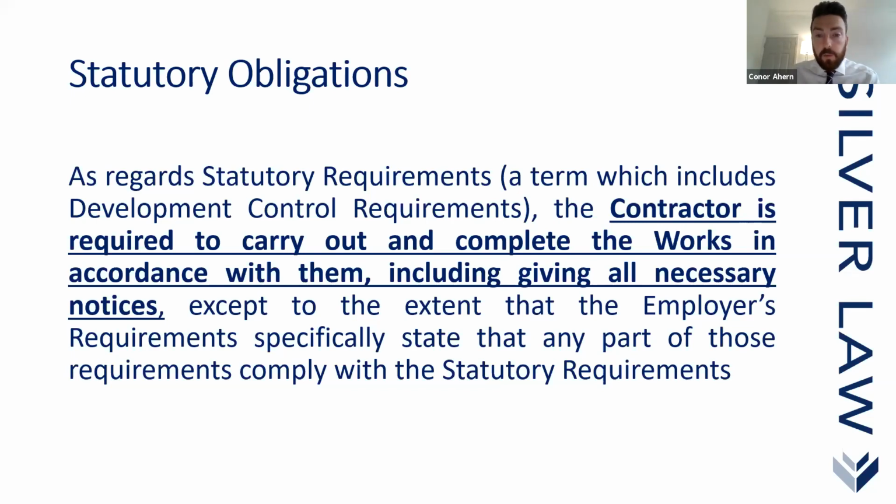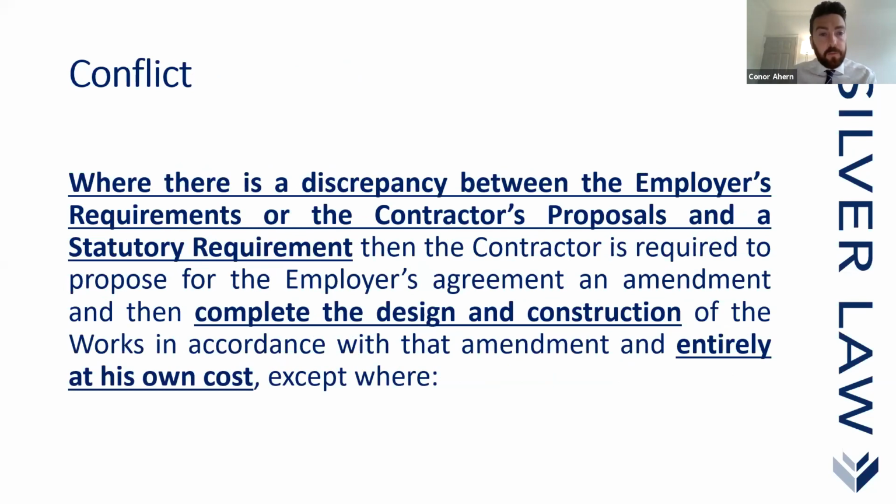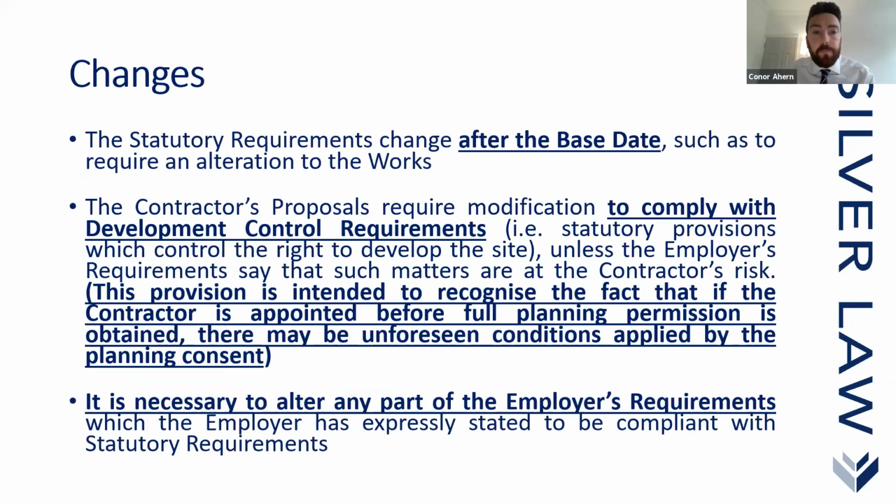The standard form is, we'll come on to it now, but if there is a statute updated during the course of the contract, the general position is that does give rise to a variation, which we'll come on to. Conflict. So where there is a discrepancy between the employer's requirements or the contractor's proposals and the statutory requirement, then the contractor is required to propose for the employer's agreement an amendment, and then complete the design and construction of the work in accordance with that amendment, entirely at the contractor's own cost, except where the following provisions apply.